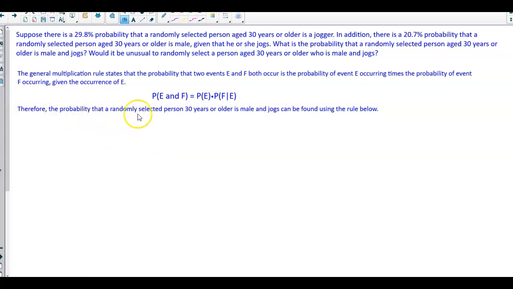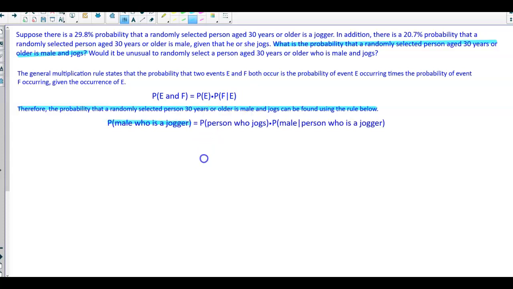So therefore, the probability that a randomly selected person 30 years or older is male and jogs can be found using the rule below. So again, we're looking for the probability of a male who is a jogger, which is equal to the probability of a person who jogs. In the first sentence, it tells us there is a 29.8% probability that a randomly selected person aged 30 years or older is a jogger. And then it's going to be times the probability that a person who is a jogger is male.